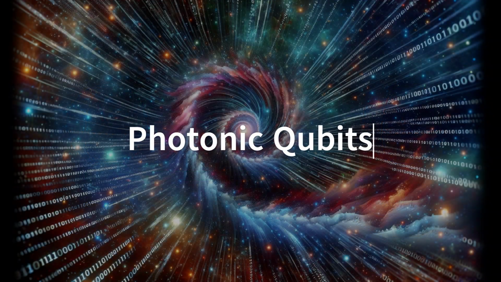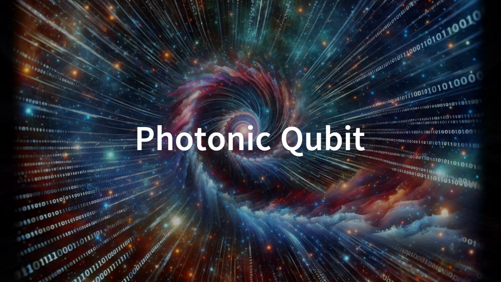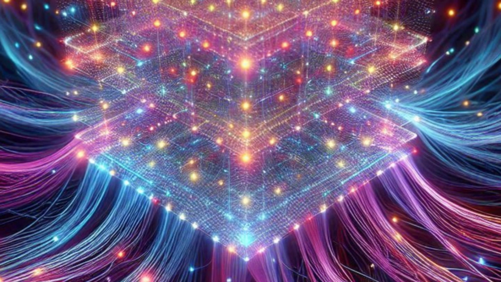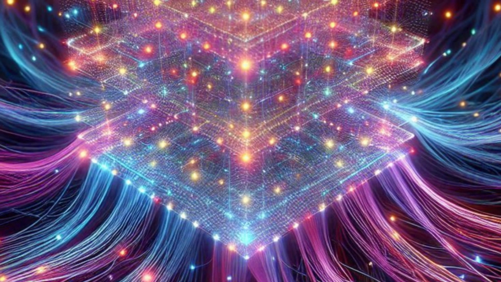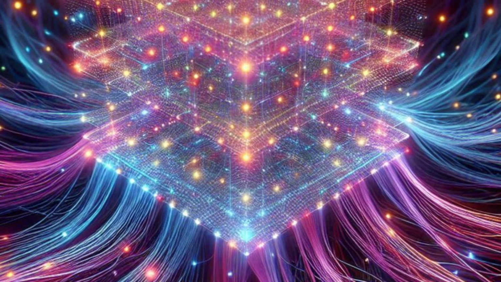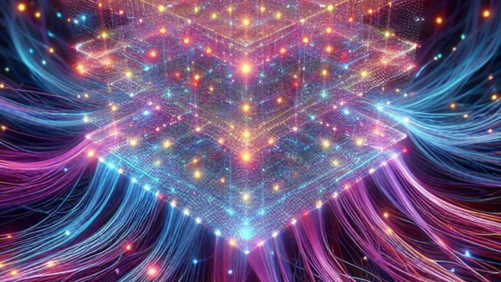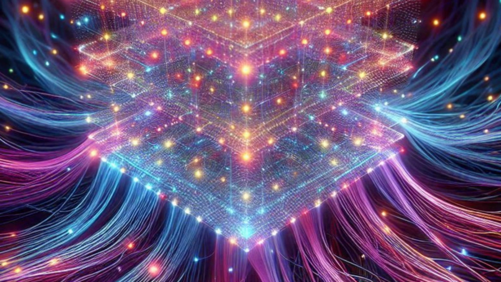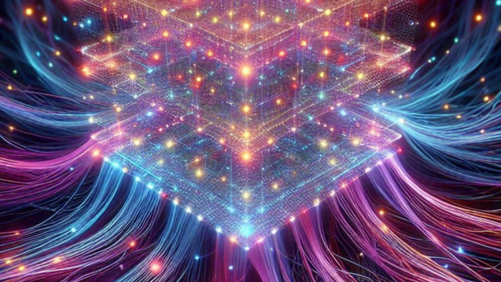Next, we have photonic qubits. These qubits use particles of light, or photons, to carry quantum information. Photons are advantageous because they can operate at room temperature and can be easily transmitted over long distances. Researchers are working on integrating photonic qubits into existing fiber optic networks, which could revolutionize quantum communication.